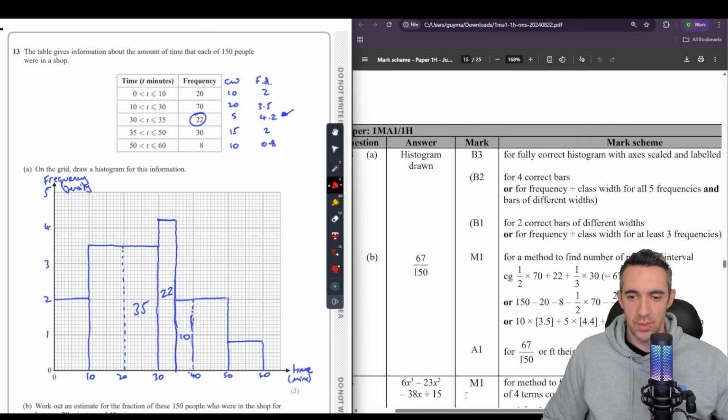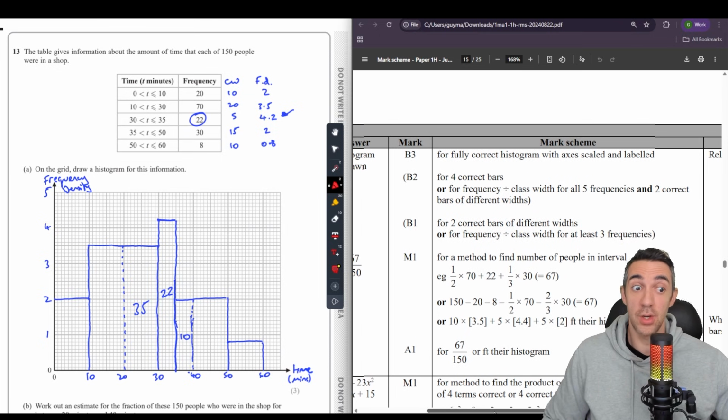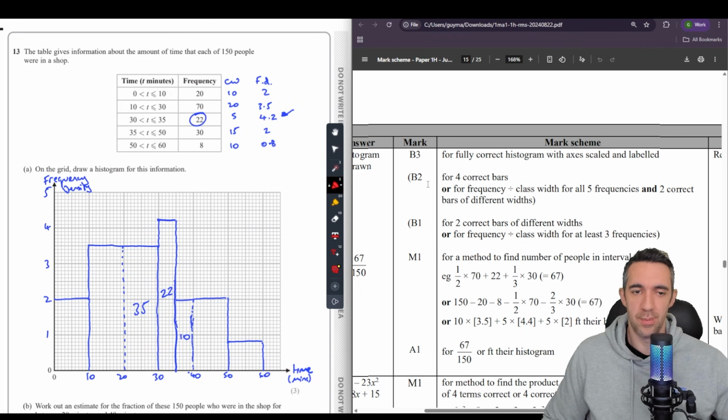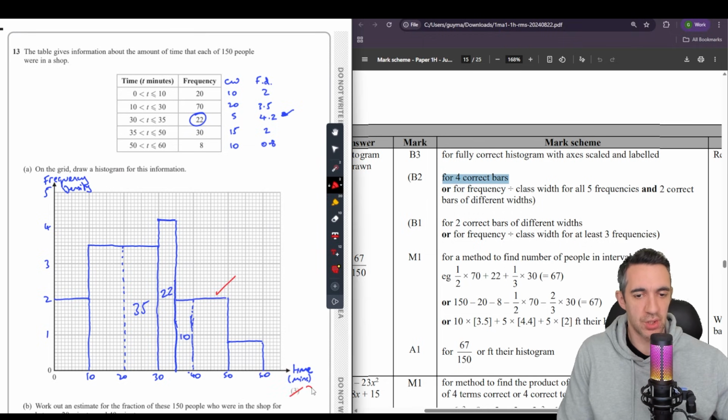So what do we need to have here? Fully correct histogram with axes scaled and labeled. So I could have not labeled them. There we go. That would have been an easier one. But I do have 4 correct bars because it was only that 22 that's wrong, isn't it? So I got 4 correct bars. First, second, fourth, and fifth are right. So I have 4 correct bars. So I get 2, and I have that 1 wrong bar there.